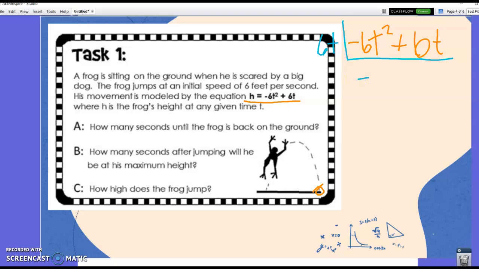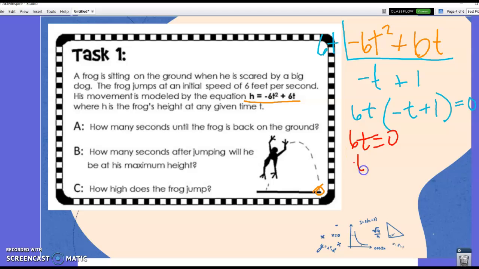So if I take out a 6t from -6t squared, I'm left with just -t. If I take out a 6t from a 6t, it just leaves me 1. So the factored form is 6t times (-t plus 1). So if I solve that for my zeros, roots, or solutions, I would break it into two equations like we did a couple weeks ago. So we'd have 6t equals 0, and if I divide both sides by 6, it gives me t equals 0. That's my initial value. That's where it started at the origin.